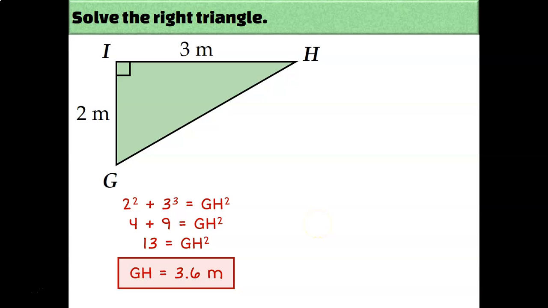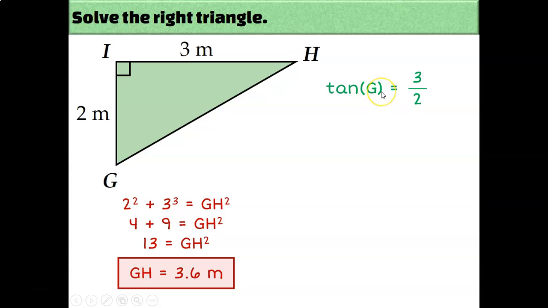Now we need to use trigonometry to figure out the measures of angle G and angle H. Let's start with angle G. It doesn't matter which one you start with, you just have to pick an angle and solve for it. In relationship to angle G, 2 is the adjacent and 3 is the opposite. So that means I need to use tangent, because opposite and adjacent is for tangent.